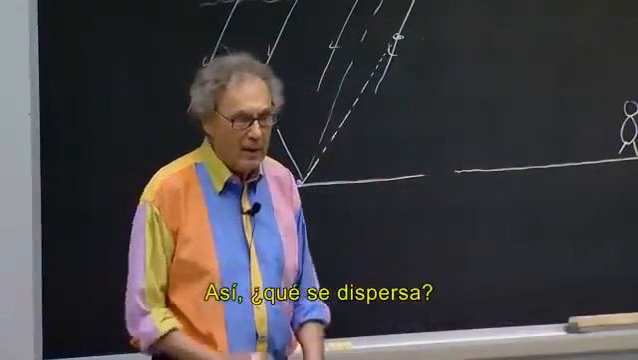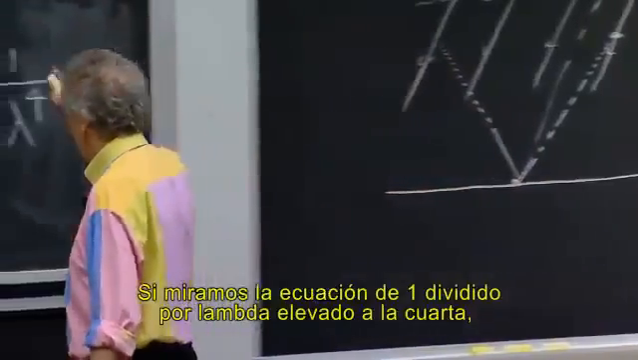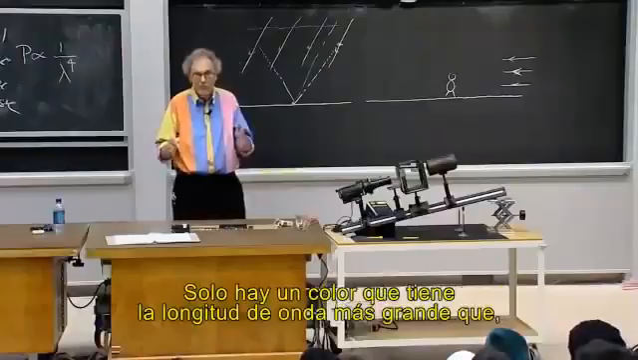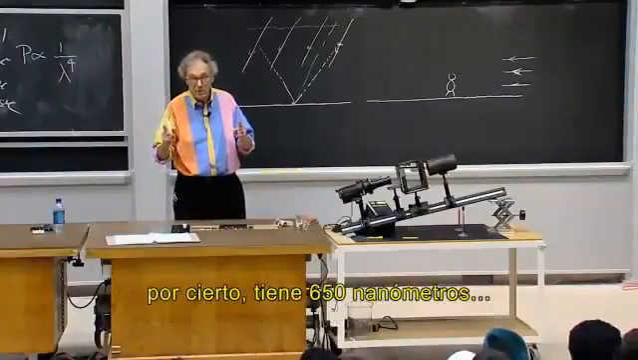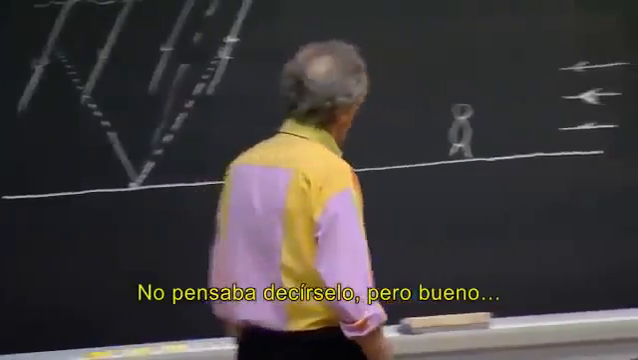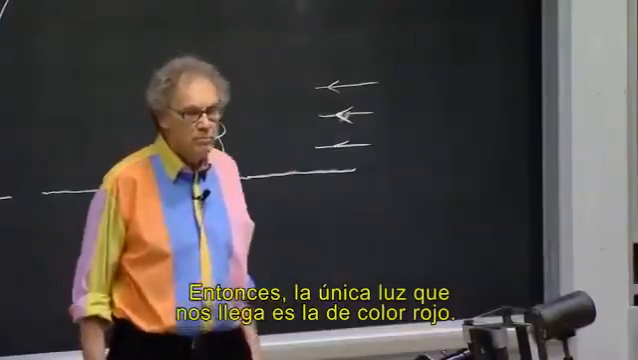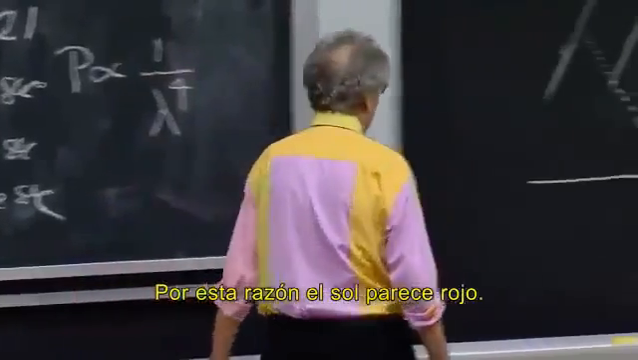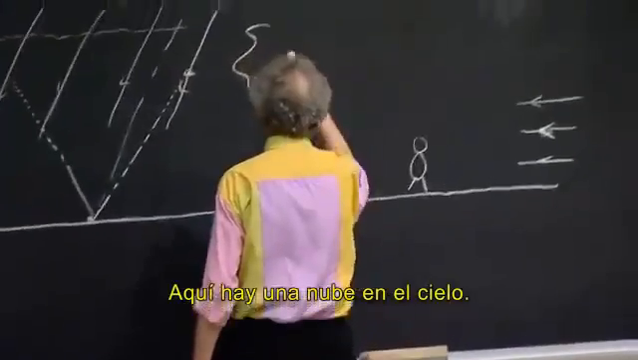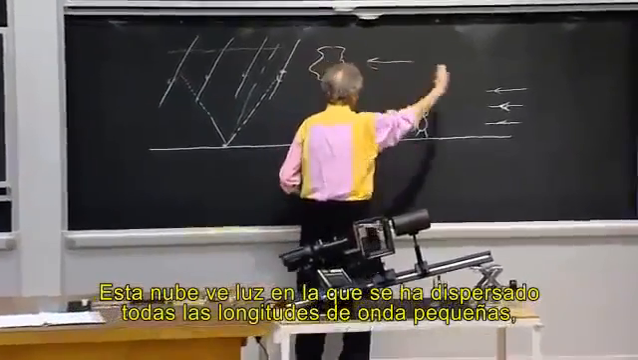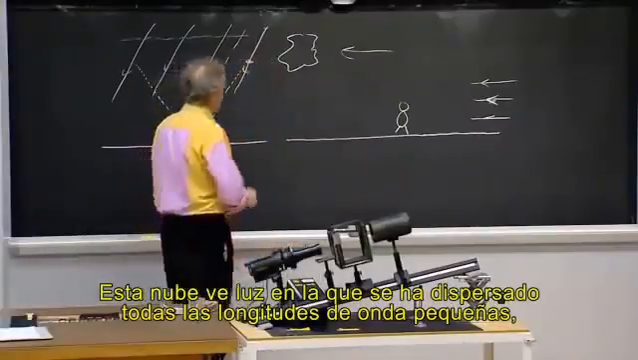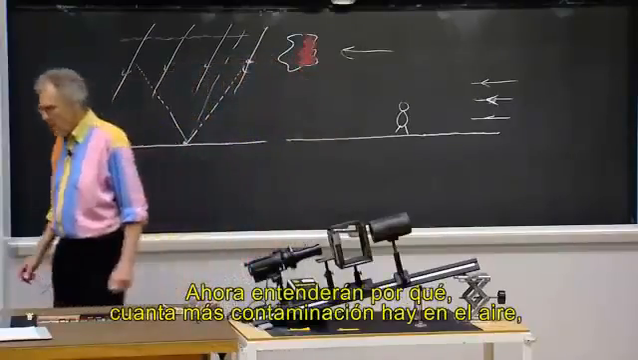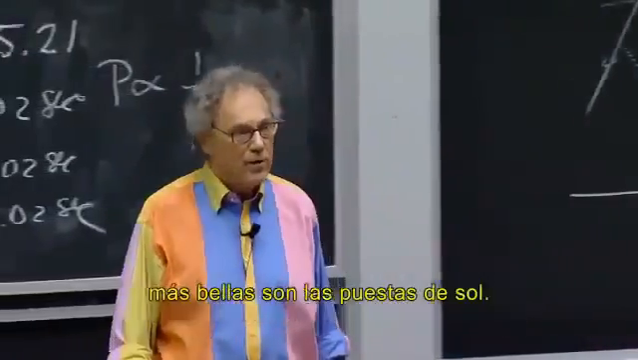So what is scattered away? The blue is gone. But if you look at 1 over lambda to the 4th, the green is gone. All colors are gone. There's only one color which has the largest wavelength, which by the way is 650 nanometers. I wasn't supposed to tell you, but I decided. So the only light that makes it through to you is red. And so that is the reason why the sun looks red, and if there is a cloud here in the sky, that cloud sees light where all the small wavelengths have been scattered out, and so this side of the cloud is also red. You can now understand that the more pollution there is in the air, the more beautiful sunsets are.